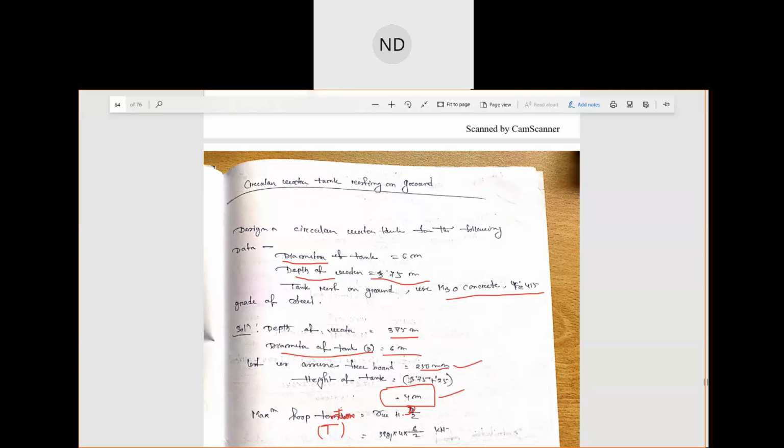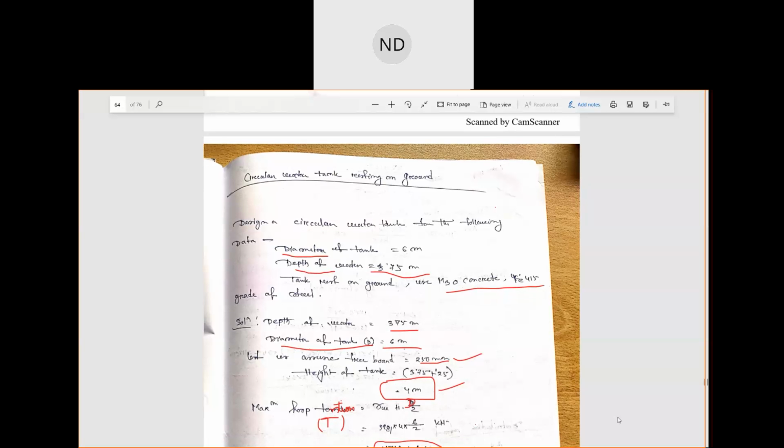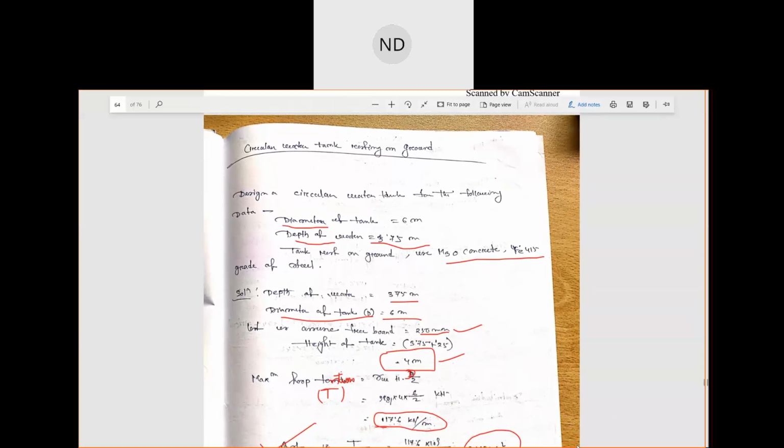So here how much will be the height of the tank now? 3.75 meter plus we have the 0.25 meter freeboard. So the overall tank's depth comes to be 4 meter. Now a maximum hoop tension will be there due to the water which is in the tank. So that is how much? Gamma W into H into D by 2.